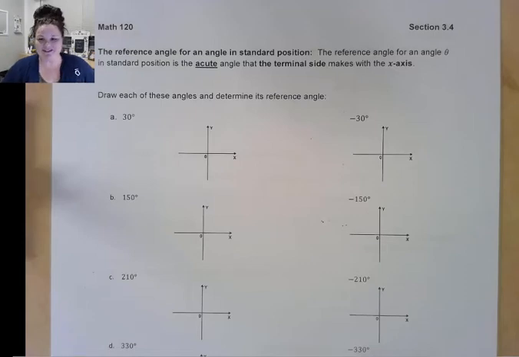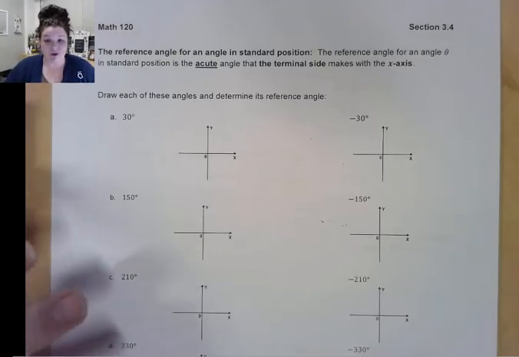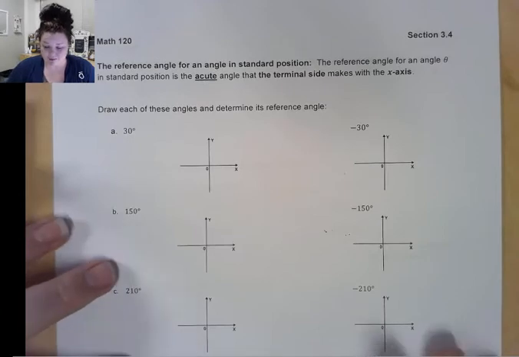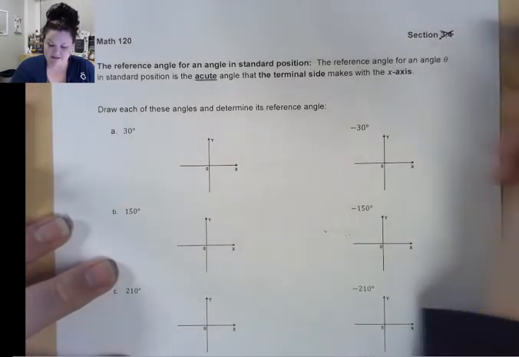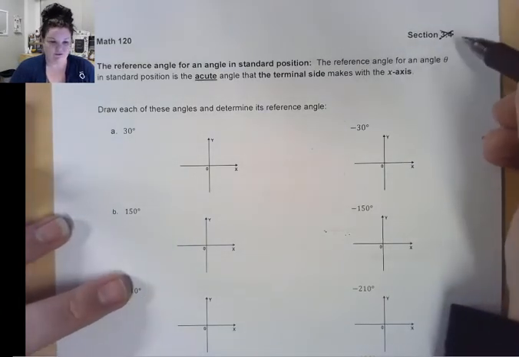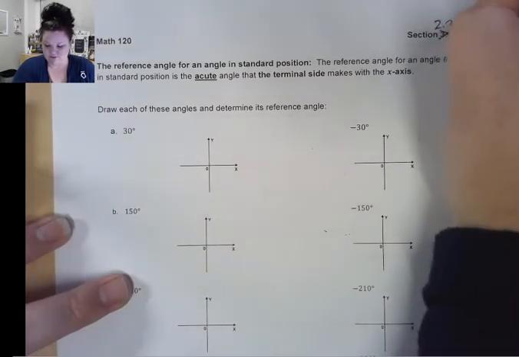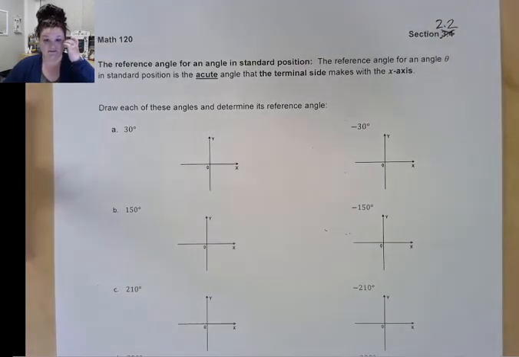All right, we're going to go ahead and start on section 2.2, not 3.4. This is a boo-boo in my notes. So if your notes say 3.4 right there, you can mark that out and just replace it with a 2.2. Sorry if that's confusing.